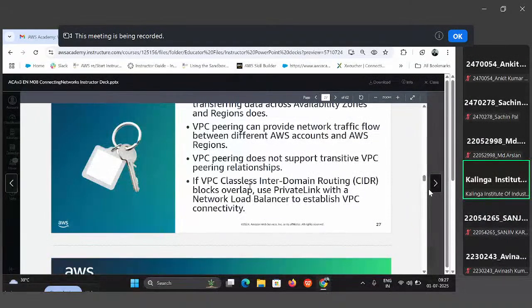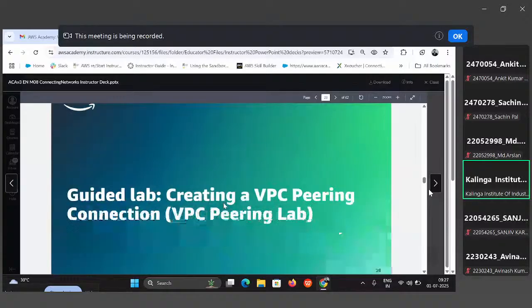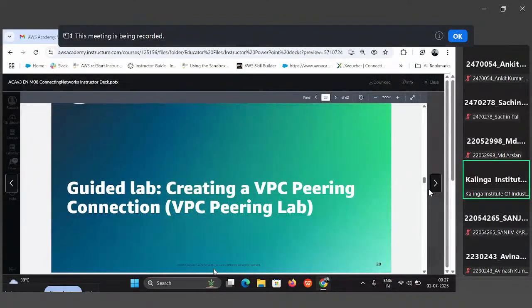Sometimes they ask this type of question in your exam, global certification exam. If the VPC classless inter-domain routing, CIDR block, is overlapping, understand this. Then you can use this PrivateLink with the load balancer to establish the VPC connectivity. Done. Now we have a guided lab for creating a VPC peering connection that we will see in the next class.